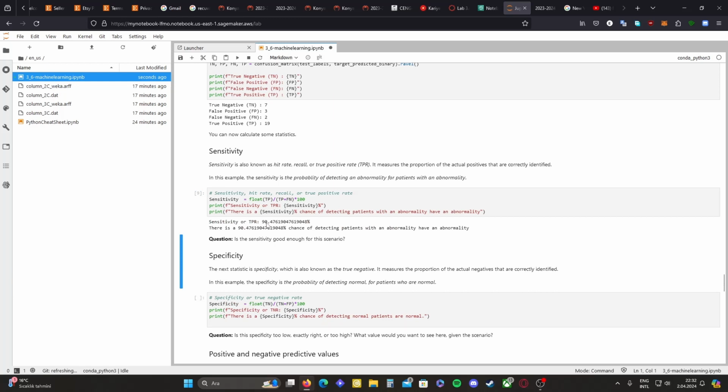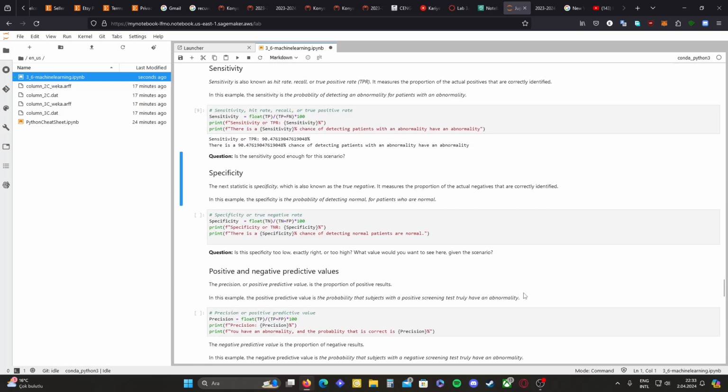Sensitivity in our code is 90.47 something. There is a 90 point something percent chance of detecting an abnormality for patients who have an abnormality. Is the sensitivity good enough for this scenario? 90% might not be bad, but I think we can improve this value.